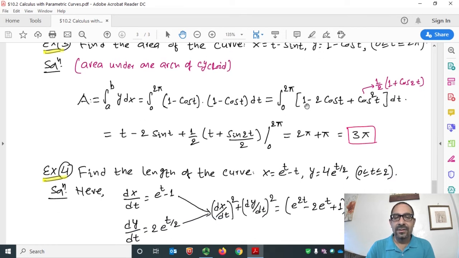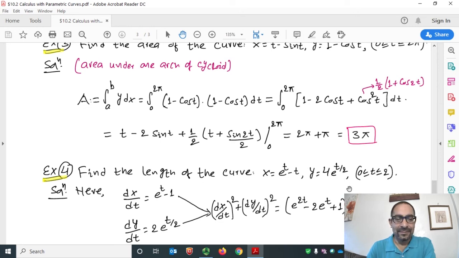So here, the integration of 1 is simply t. Negative 2 cosine t becomes negative 2 sine t, plus pull 1/2 outside, and the integration of 1 is again t, plus the integration of cosine 2t is sine 2t over 2. Put the value t equals 0 to 2 pi. Now simplify these expressions, substituting t equals 2 pi and 0, and it gives us 3 pi. Awesome. I hope this computation makes sense to you all.